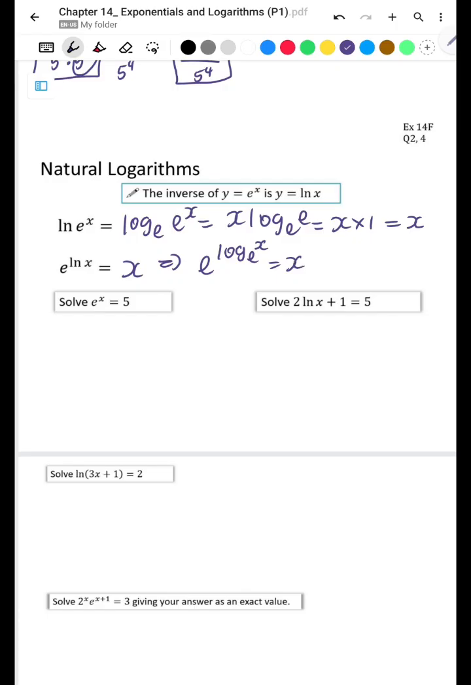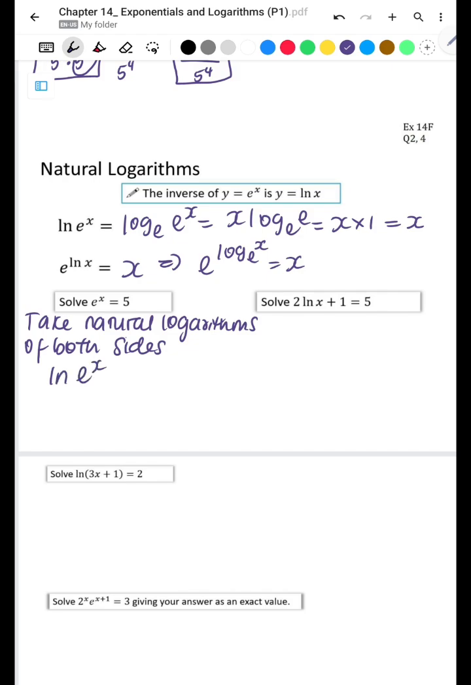Solve e to the power of x is equal to 5. I can take natural log of both sides. So that's natural log of e to the power of x is equal to natural log of 5. Natural log of e to the power of x is x, as we've said earlier, so x is equal to natural log of 5, and my calculator will solve it from that.